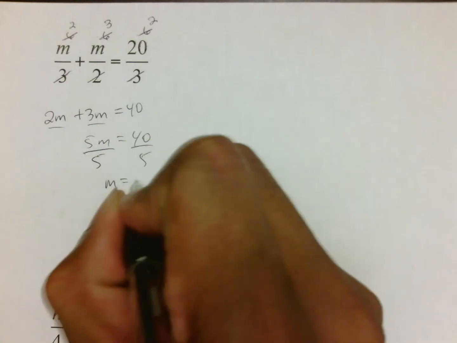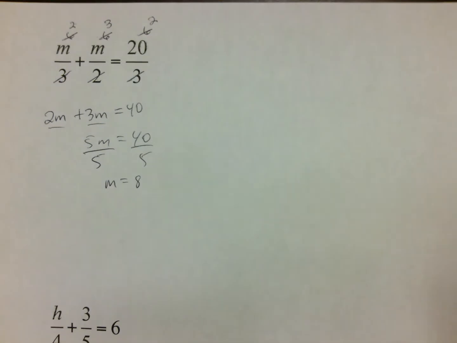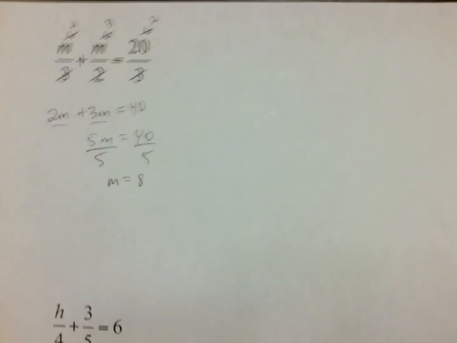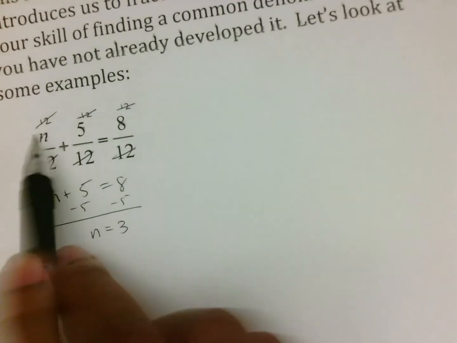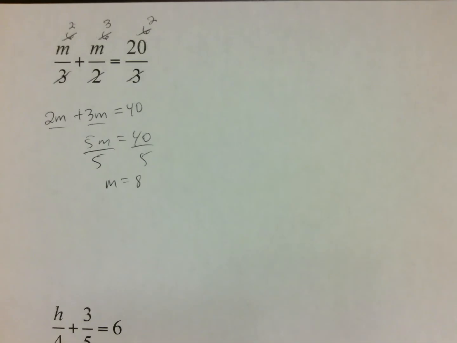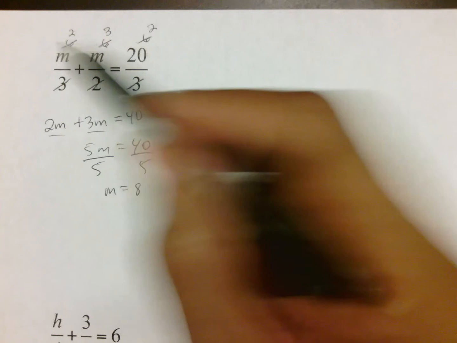Divide both of those sides by 5, getting the answer of m equals 8. Alright, so in the first problem we had the same number on the bottom. It was easy to determine what to multiply by. It was 12. This one here, we had two numbers, so we had to find out where they meet. Same thing kind of here.